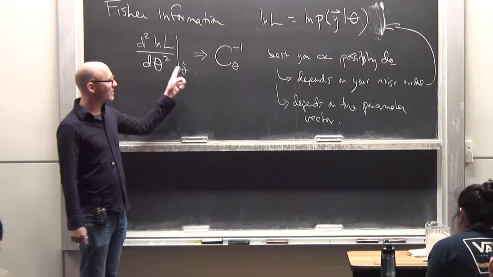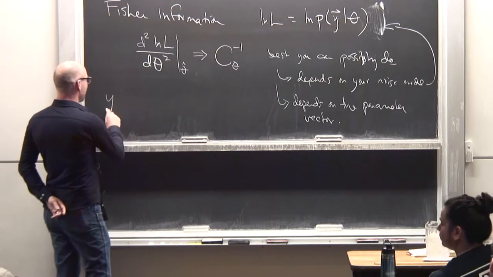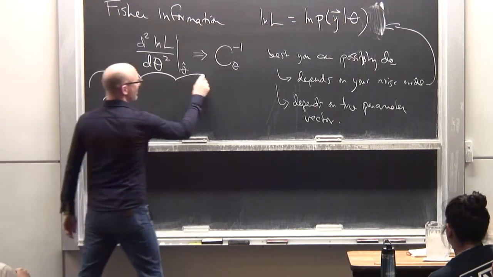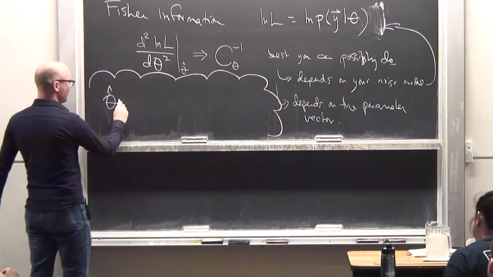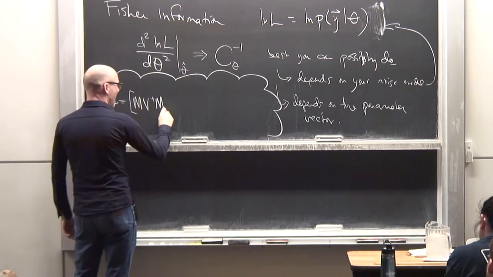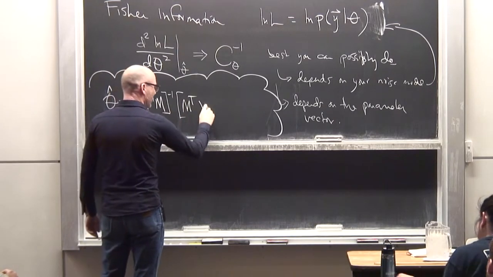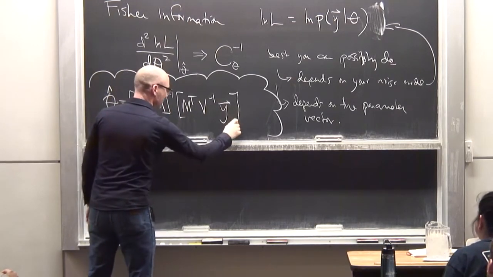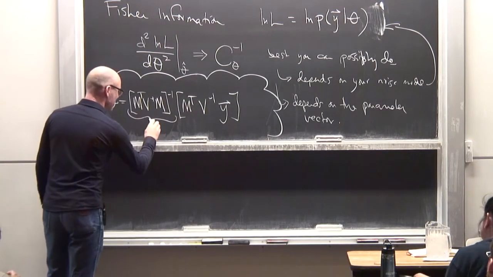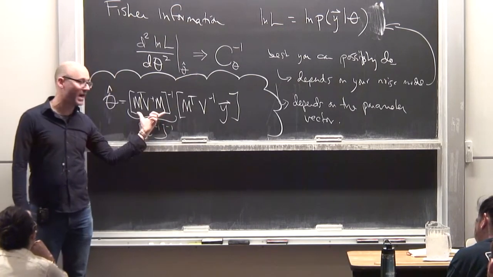Actually, one of the interesting things about, well, let me show you one thing. Do you remember two times ago, we said that our best fit parameters, I'm going to put this in a bubble because you're remembering this, look like this: M transpose V inverse M, inverse, M transpose V inverse data. Remember that formula? This is C inverse, inverse. This is the Cramer-Rao bound right here.